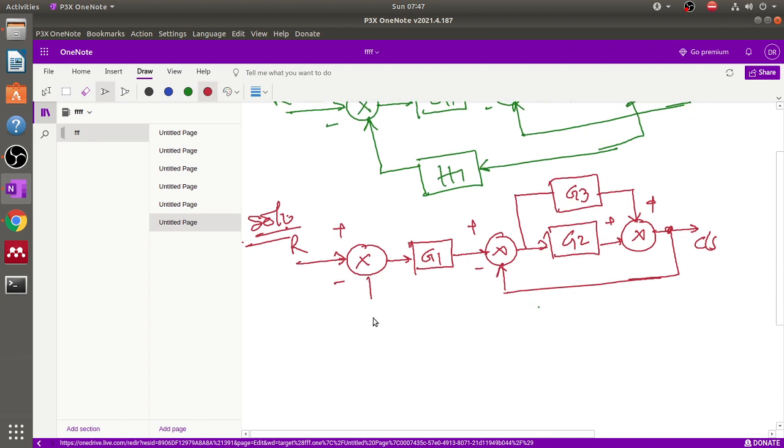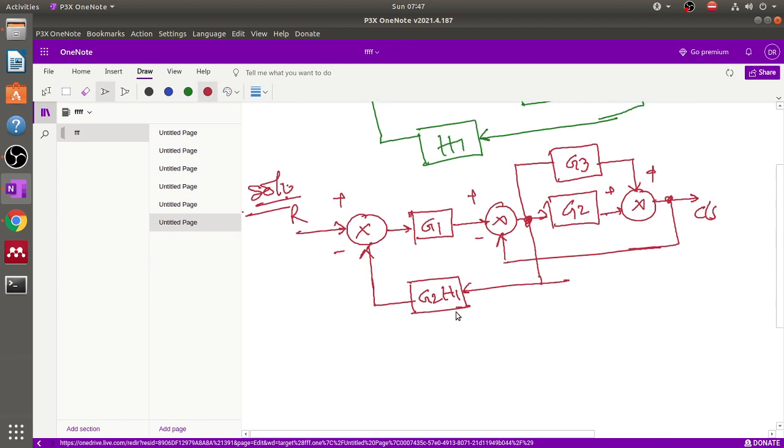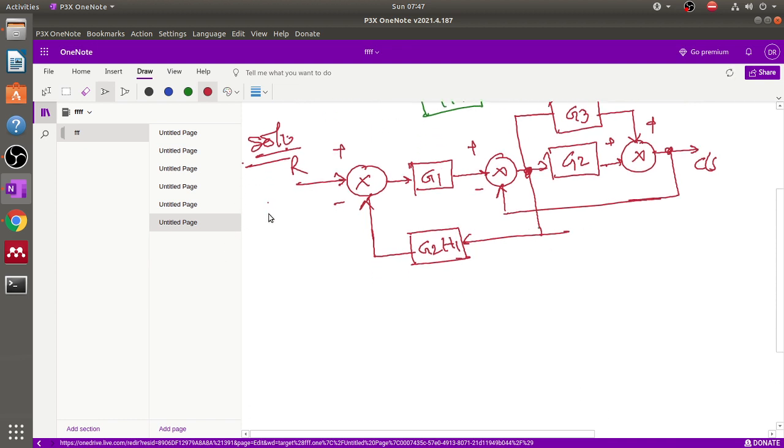And now we convert this. First of all, this takeoff point is basically coming from here. Now we're shifting this from here to here. Now what is the modification of this block? This block is G2 into H1, because the takeoff point is shifting from here to here. So this is our first modification in this block diagram. Okay, please note down, this is our step 1.